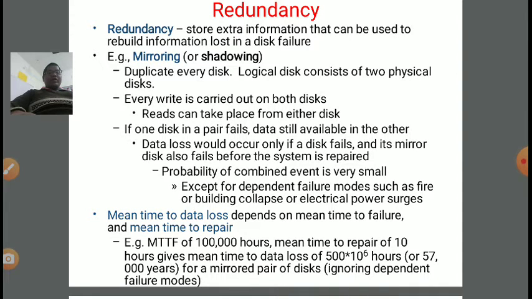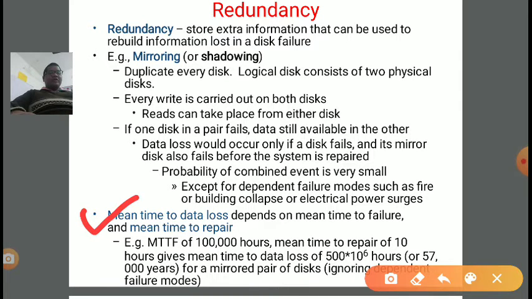Now the probability of the combined event is very small. It means there is a very rare probability that both the original disk and its mirror disk will fail at the same time. Now, except for dependent failure modes such as fire or building collapse or electrical power surges, in that case the mirror disk as well as the original disk will be destroyed. Okay.